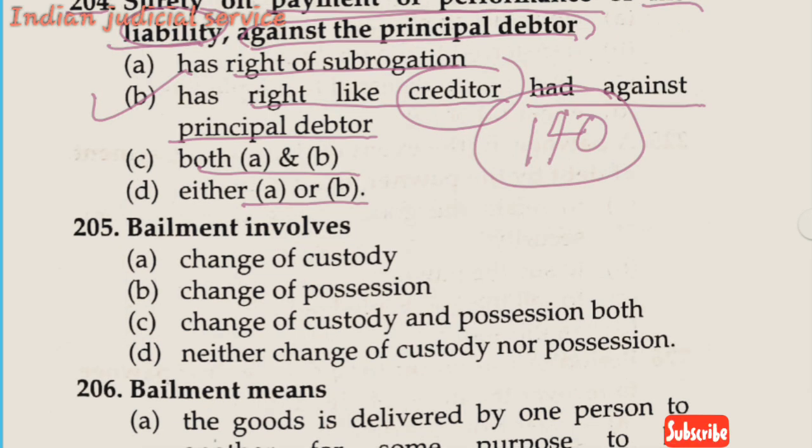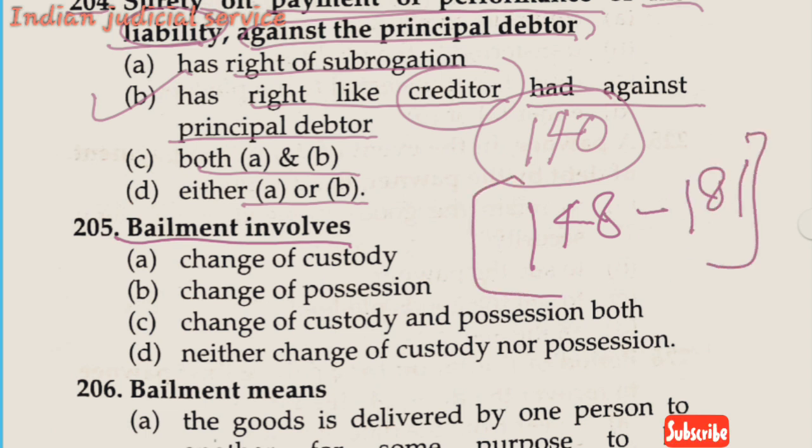Next is question 205, on bailment. We will not discuss this question here because bailment is a new topic, which we will discuss in the next video. Bailment extends from Section 148 to 181, and this topic is also very important in Chapter 9 of the Contract Act. In the next video we will discuss who is bailee and bailor, and all these terms, and continue this topic.